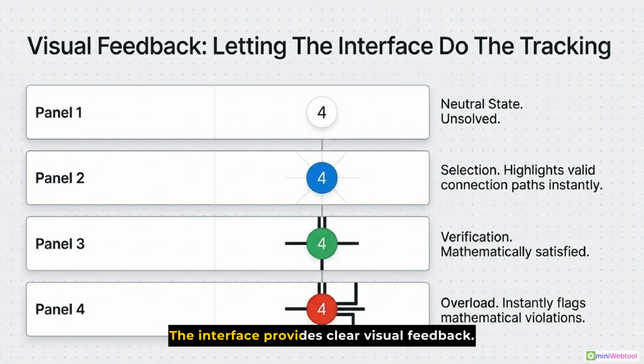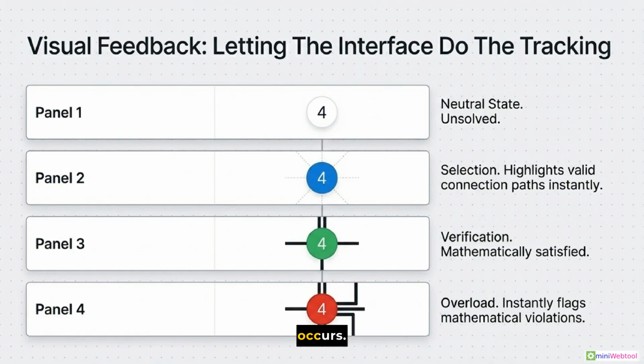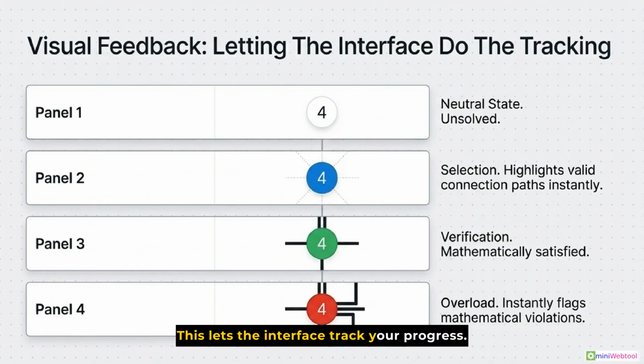The interface provides clear visual feedback. The panels show the neutral state, selection of valid paths, green verification when satisfied, and red overload when a mathematical violation occurs. This lets the interface track your progress.